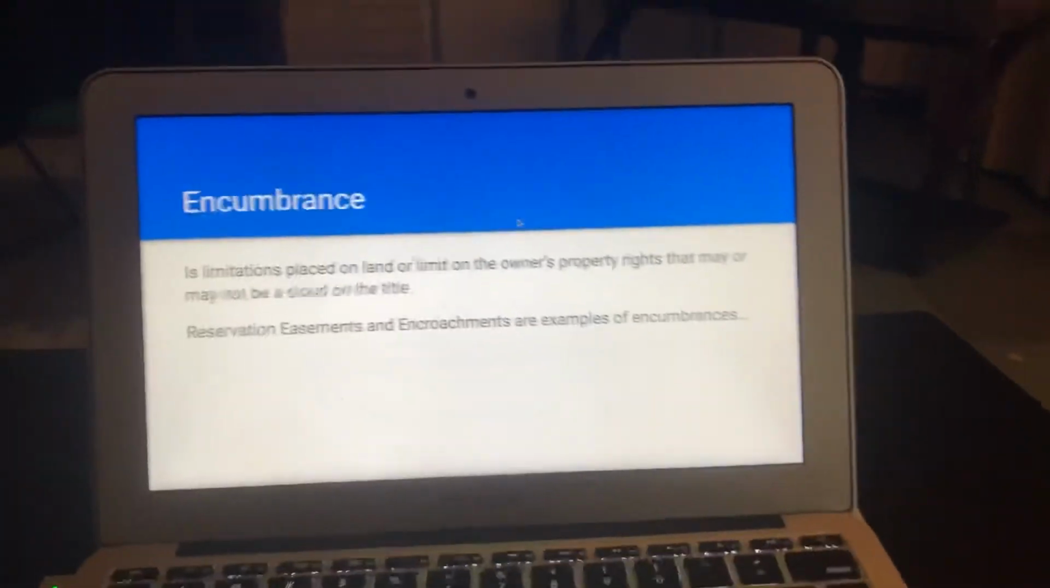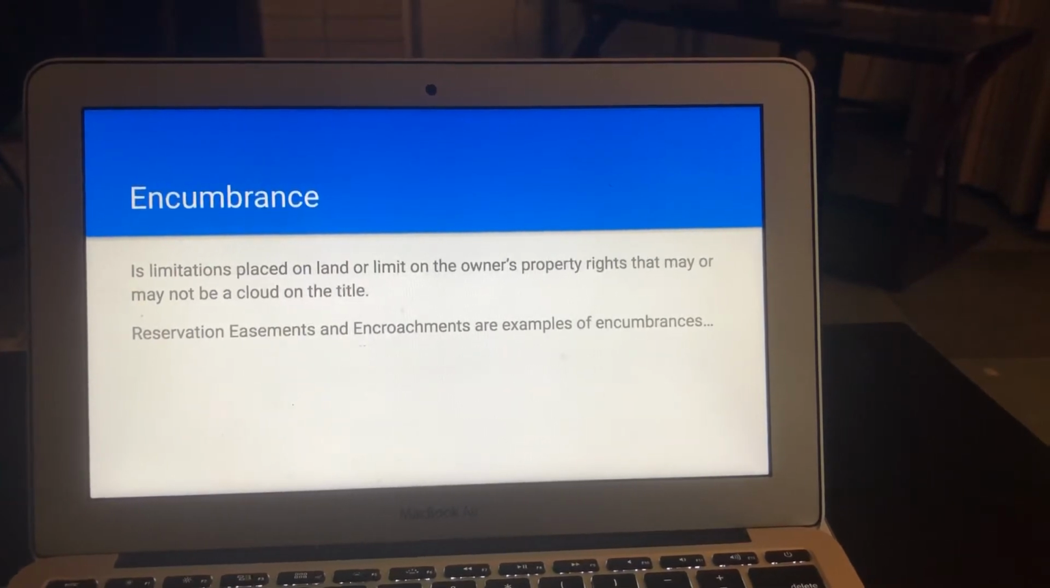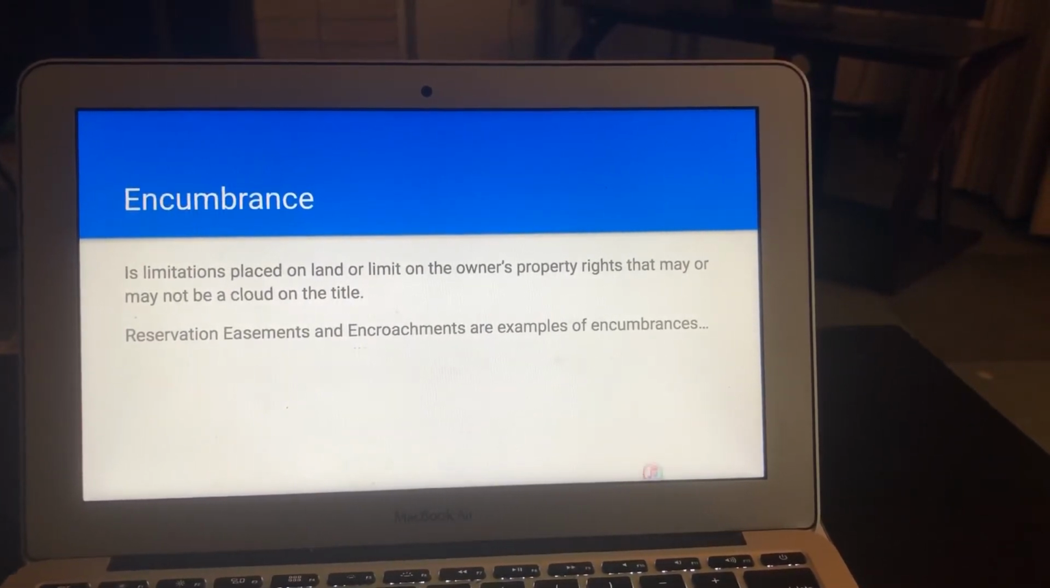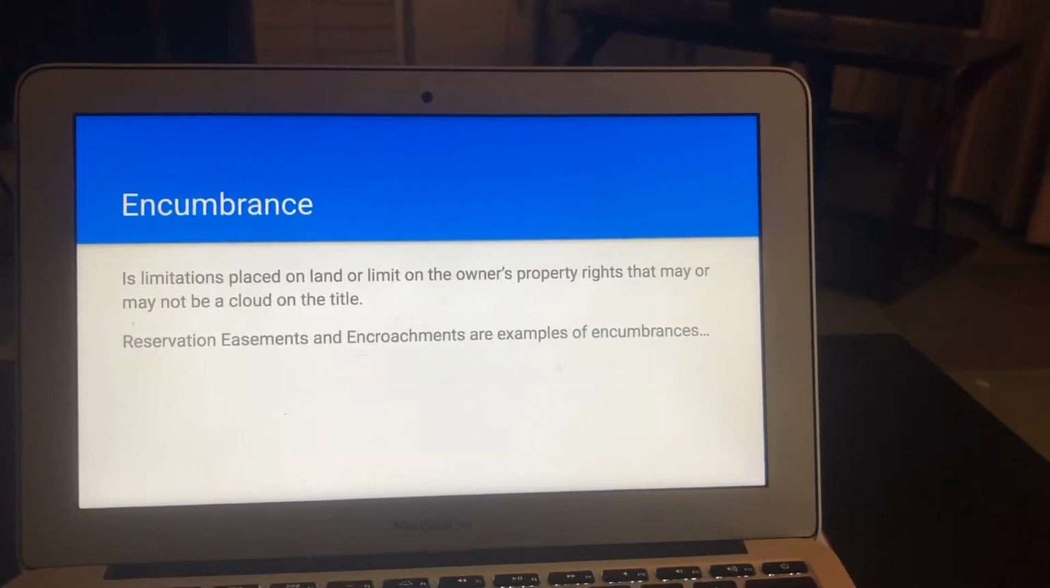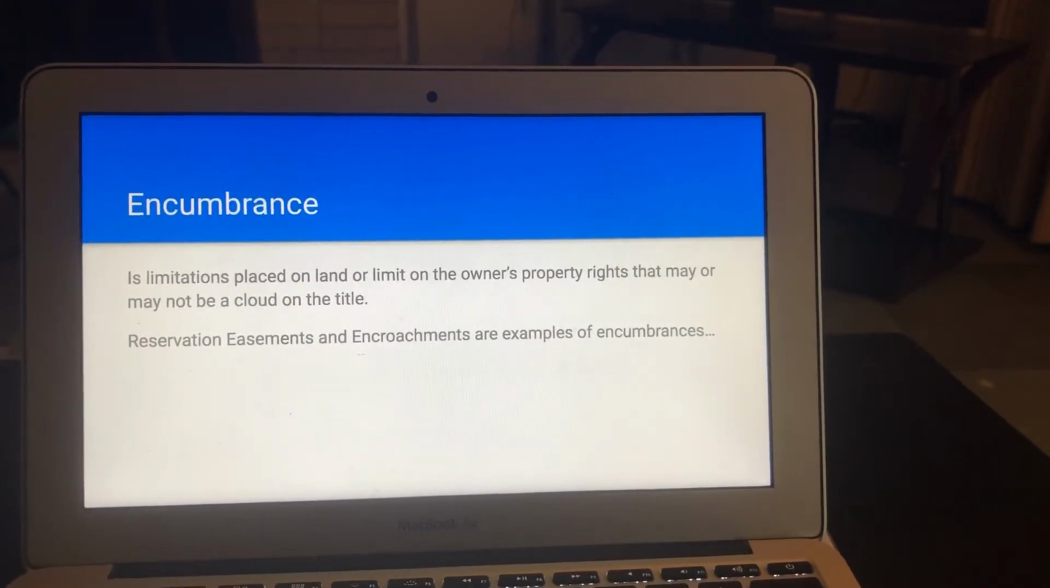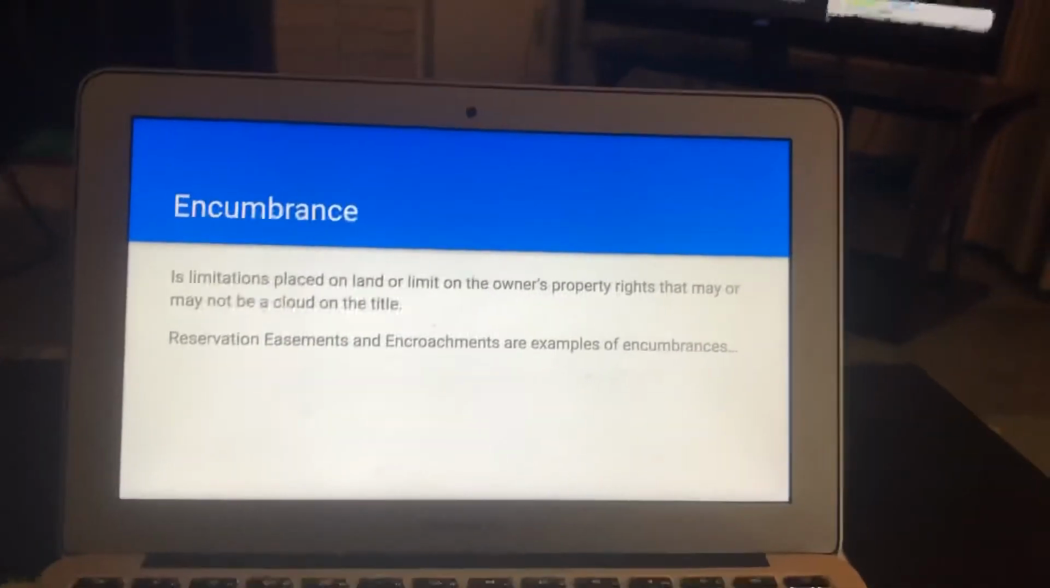Encumbrance. An encumbrance is a limitation placed on land or a limit on the owner's property rights that may or may not be a cloud on the title. Reservation, easements, and encroachments are examples of encumbrances.